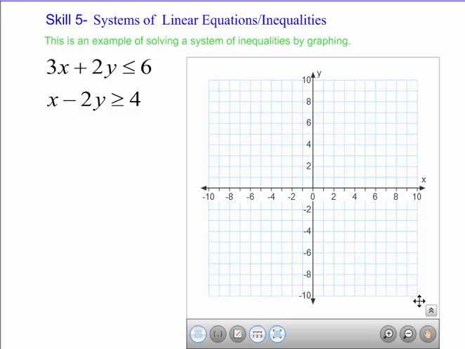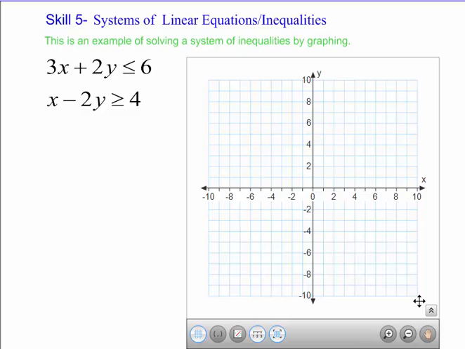That's why we shade. And I also have to pay attention to if it's a solid line or a dotted line. And then, if that's not enough, remember, if you multiply or divide both sides of an inequality by a negative, you have to remember to switch the sign or flip the sign. So, a whole lot to remember.